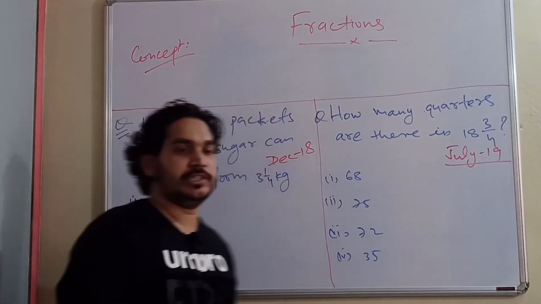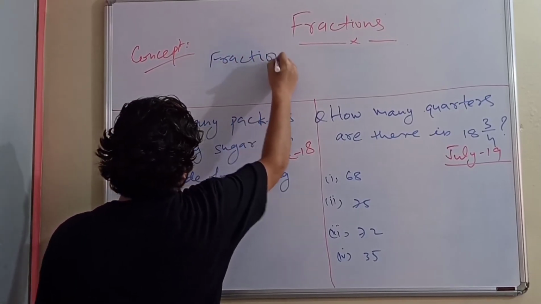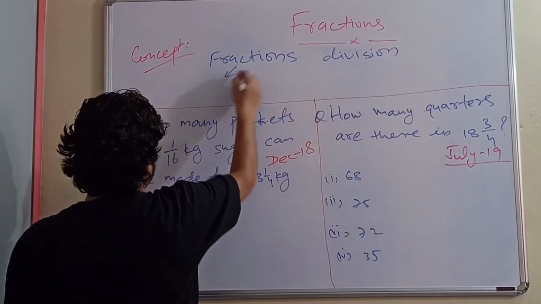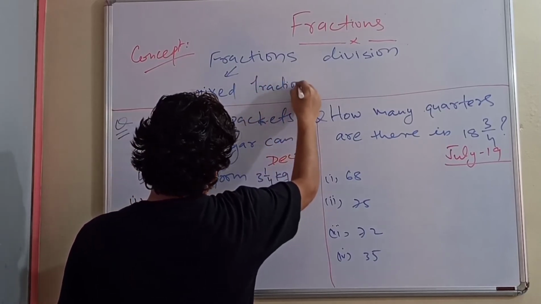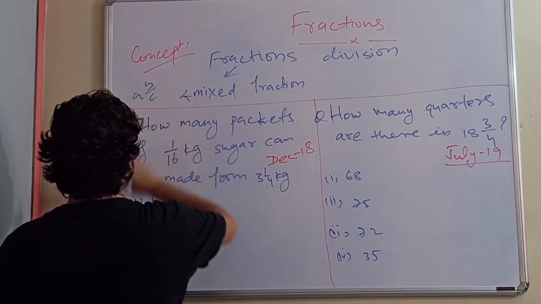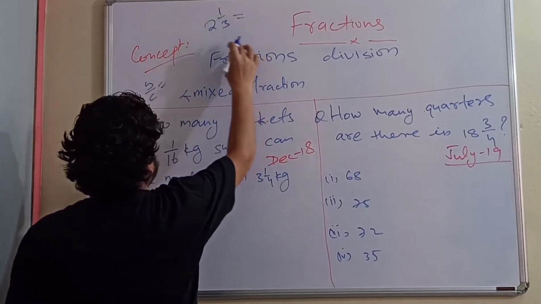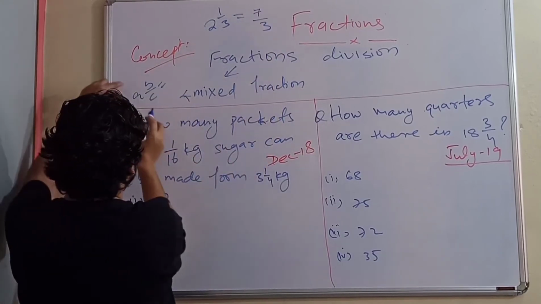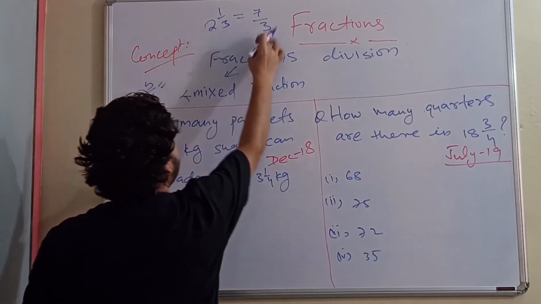Okay, so this is another set of questions. These two questions are based on fractions, division, and that too mixed fractions. Mixed fraction is nothing but a b by c, or for example, you can take it as 2 1 by 3. That is nothing but 2 into 3, 6 plus 1, 7 by 3. So what we do is, we multiply across and add the numerator, and the denominator remains the same.